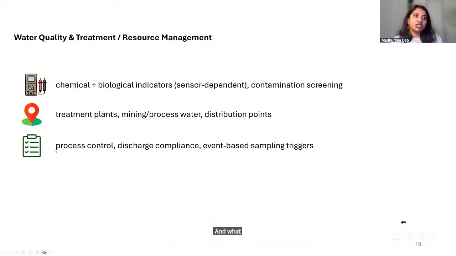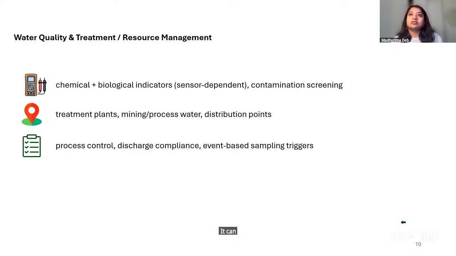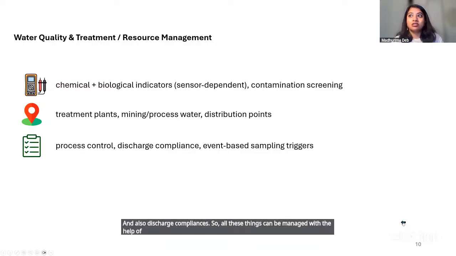And what kind of decisions does it make? With the help of these sensors, we can actually make decisions about process control. It can also make decisions about periodic sampling and also discharge compliances. So all these things can be managed with the help of these sensors. So these are essential in these cases.